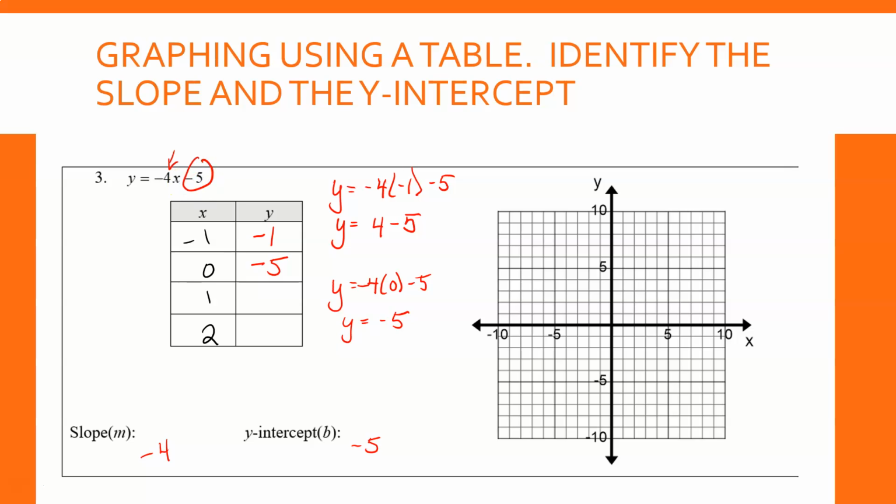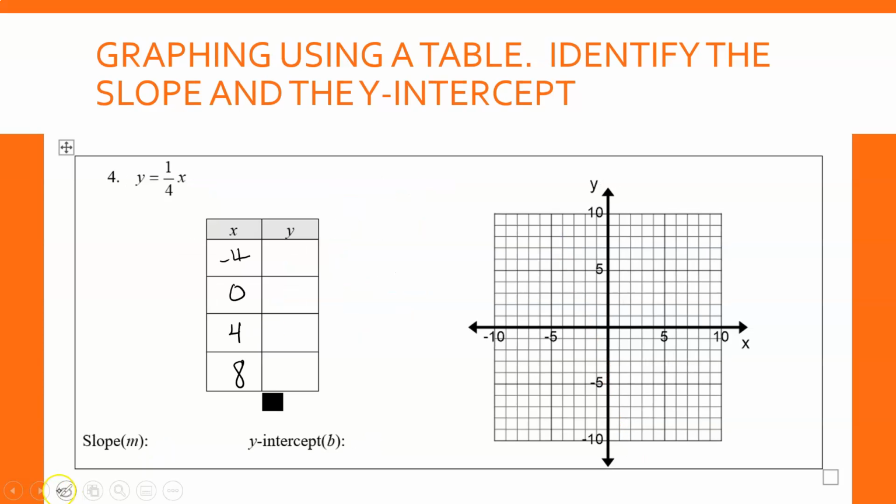So it looks like we're going down by 4. So if I go down 4 more, I'm at -9. 4 more, I'm at -13. That last one's not going to fit on the graph. So let me plot -1, -1, 0, -5, and 1, -9. There you go. Last one of these.